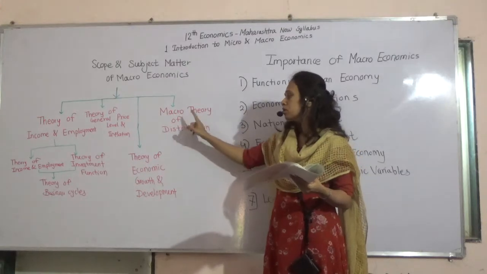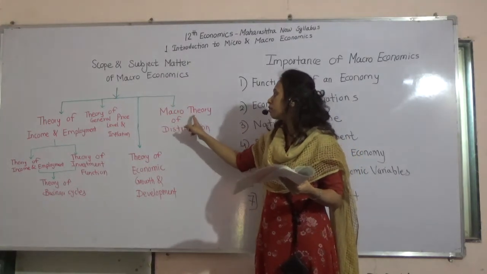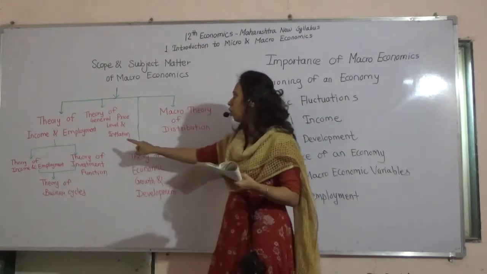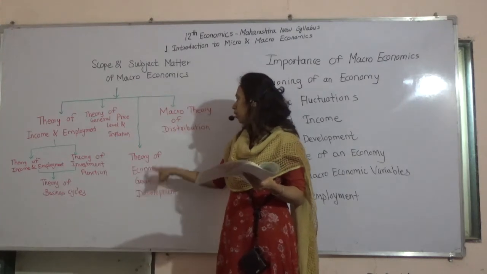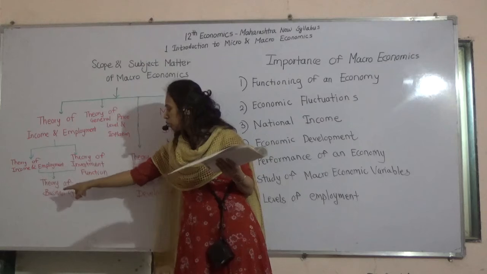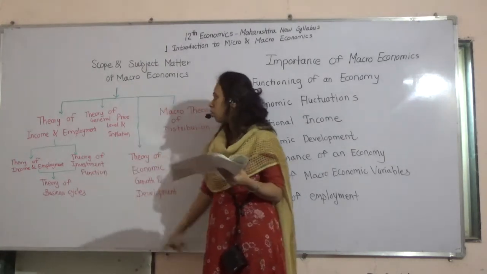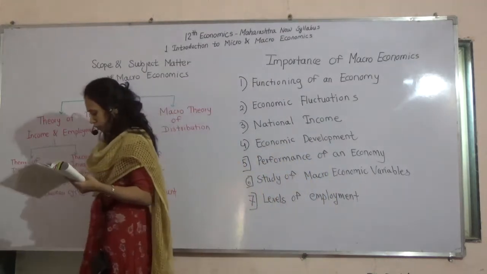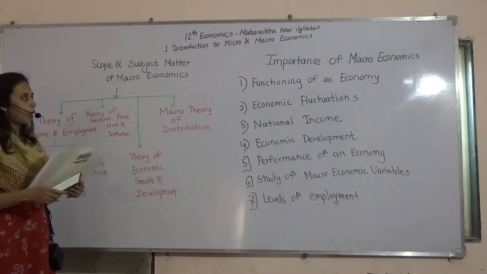This is studied under macroeconomics. That's why it is called macro theory of distribution. So you have to cover all these 4 points. 1, 2, 3, 4. In the first point, we have to consider these things also: business cycles, fluctuations, consumption function, all these things. We are done with the scope and subject matter of macroeconomics. The next, last part is the importance of macroeconomics.